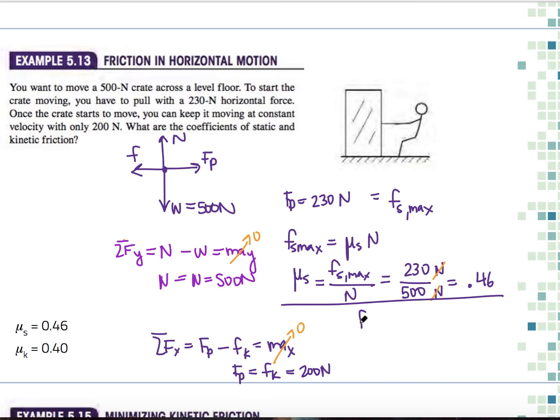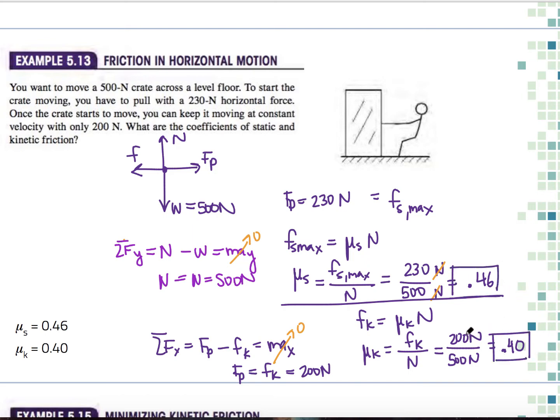So kinetic friction is going to be equal to mu k times my normal force, or mu k is equal to my kinetic friction force divided by my normal force. So now I just substitute 200 newtons divided by my 500 newton normal force, which is going to give me a coefficient of kinetic friction of 0.40. So here are my answers: 0.40, 0.46, and this is actually not very difficult to figure out, coefficients of kinetic friction.